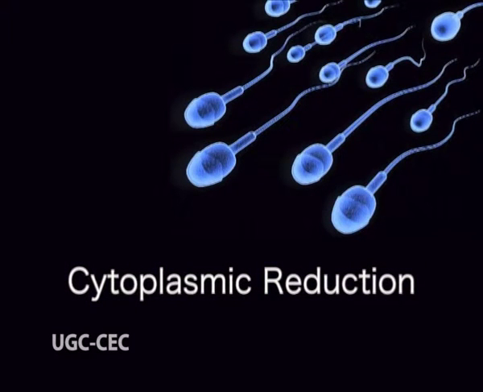Cytoplasmic reduction. The cytoplasm of the spermatids that is no longer needed is phagocytized by Sertoli cells or is disposed of in the lumen of the tubules. The sperms thus formed are microscopic and motile cells.